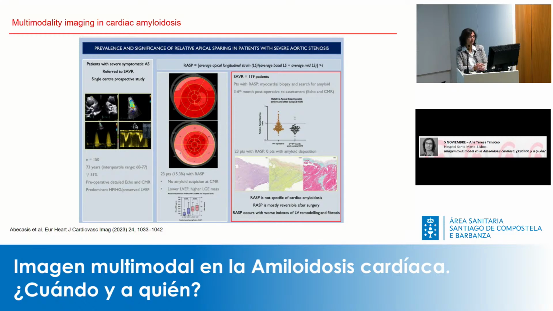They underwent CMR, and none of them had a suspicion of amyloidosis at CMR. They also studied biopsies that were obtained during surgery, and none of them had amyloid deposition. So the presence of this relative apical sparing is really not specific for patients with amyloidosis. And more importantly, after surgery, this relative apical sparing reduced. So this is usually reversible after surgery when we find it in patients with severe aortic stenosis, and it doesn't necessarily imply that the patient has cardiac amyloidosis.